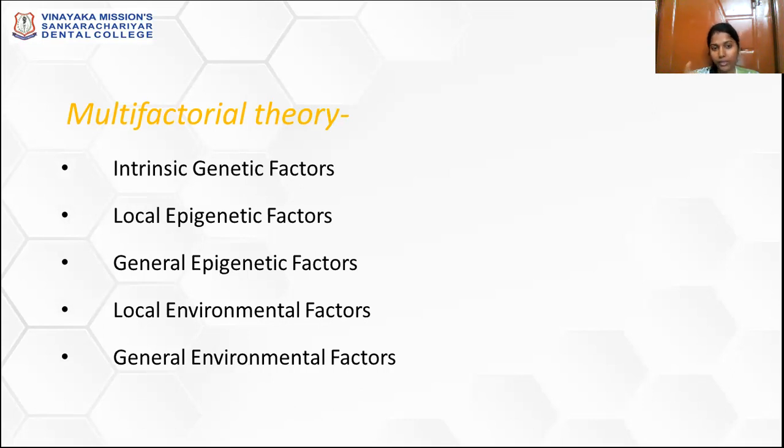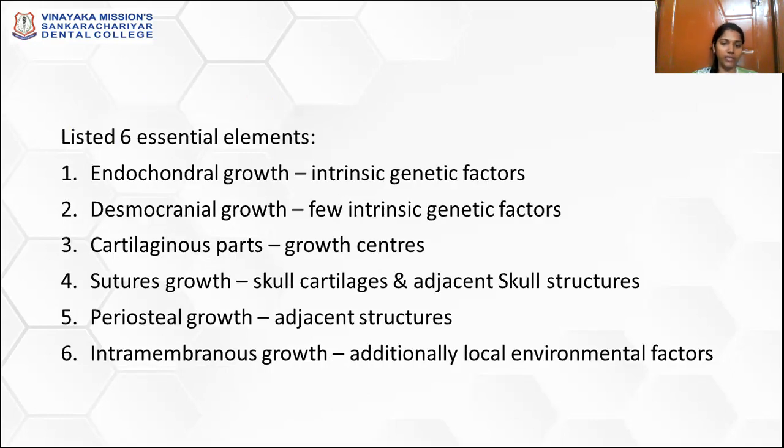Intrinsic genetic factor, that is your genetic level, the differentiation in the initial period. Local epigenetic factor, general epigenetic factor, local environment, general environment. Here comes the term epigenetic factors. Intrinsic genetic factor is purely from your genetic aspect. Now comes your local epigenetic factors. Let's see how he is trying to give his essential elements. We know endochondral growth. In endochondral growth, it is purely independent growth, right? It is an interstitial type of growth. It is based only on your intrinsic genetic factors.